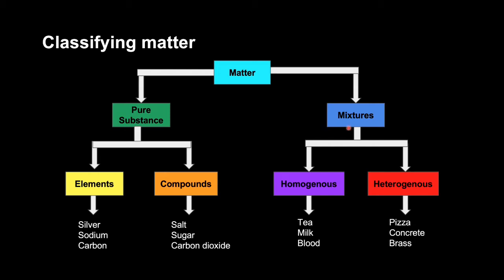For mixtures, we have homogeneous and heterogeneous mixtures. Examples of homogeneous mixtures: one is tea. Tea is a solution of compounds in water. Another example is milk. Milk is water, lactose, fat, protein, and minerals. Blood. Blood has plasma, white blood cells, red blood cells, and platelets.